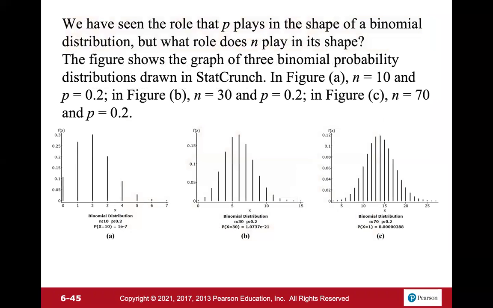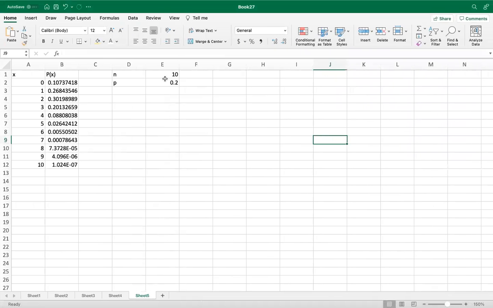All right, so now looking at these here. We have seen the role that p plays in the shape of the binomial distribution, but what role does n play? So n is going to have its own cool stuff that happens too. Here we played around with whatever p is. Now with n, we have the figure showing the graph of three binomial probability distributions drawn in StatCrunch, with n equaling 5, p equaling 0.2. Here, let's try it.